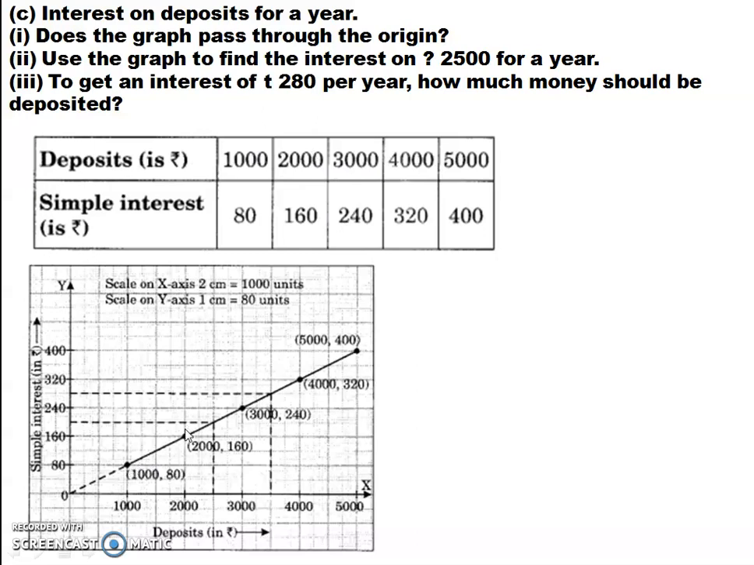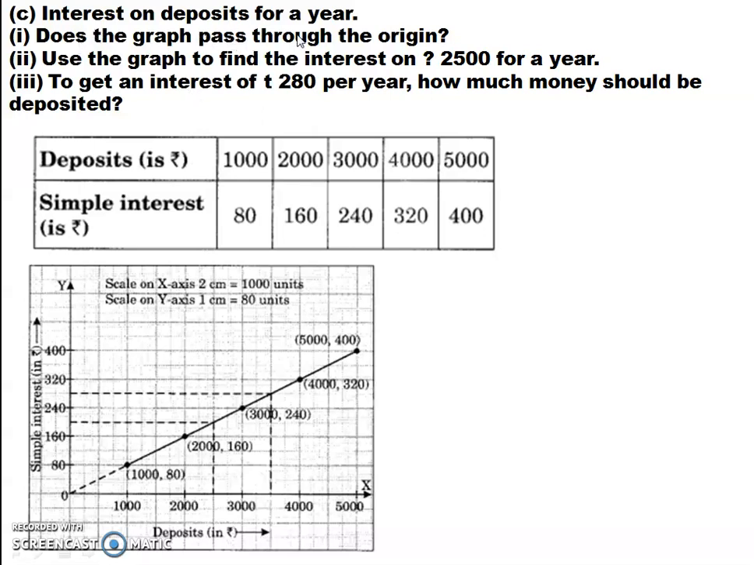So on, you will plot all the 5 points. Here, first, second, third, fourth and fifth. Now see, all the 5 points lie on a straight line. That means they are uniformly increasing. Increasing at a uniform rate. Now you have questions along with this.